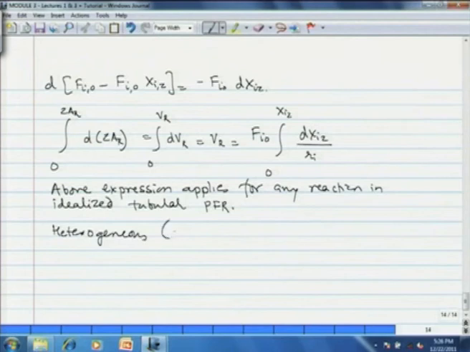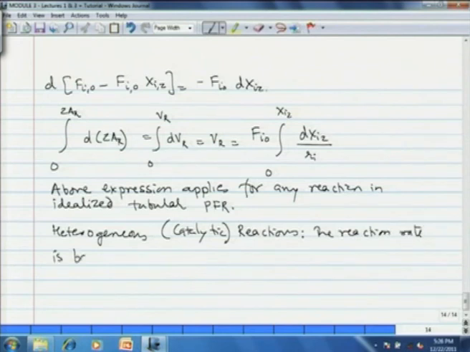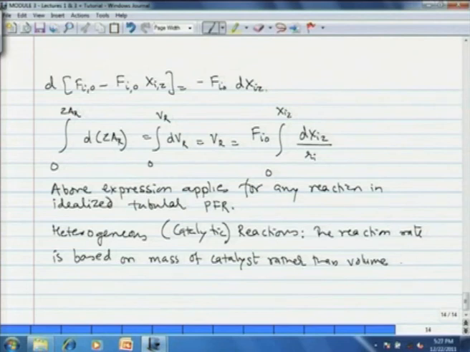Heterogeneous, or in other words catalytic reactions, the reaction rate is based on mass of catalyst rather than the volume of reactor, because reaction occurs essentially over the surface of catalyst.